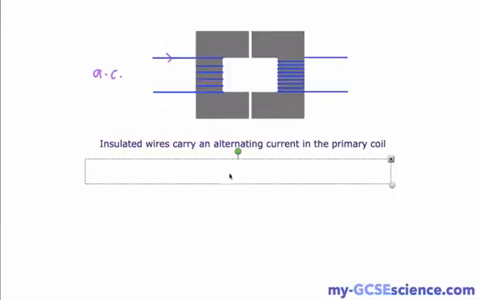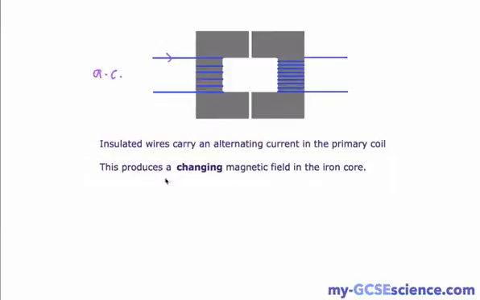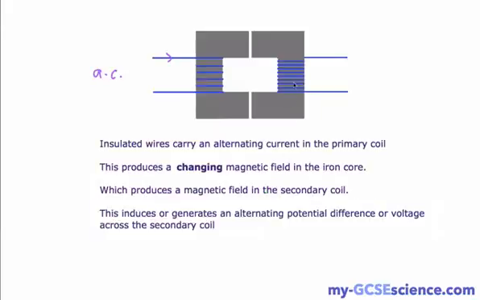Second sentence here is this produces a changing magnetic field in the iron core, so the magnetic field is constantly changing. This produces the magnetic field in the secondary coil. This is called our secondary coil, and this induces or generates an alternating, which means changing, potential difference or voltage across the secondary coil. So we can use potential difference or voltage there. And the final thing is, an alternating current is produced in the secondary coil.